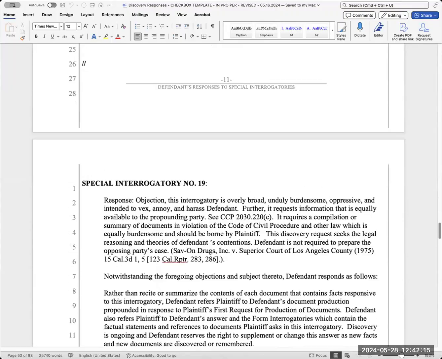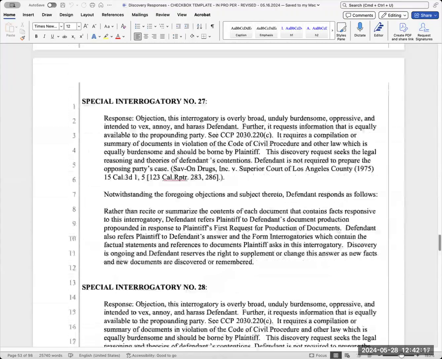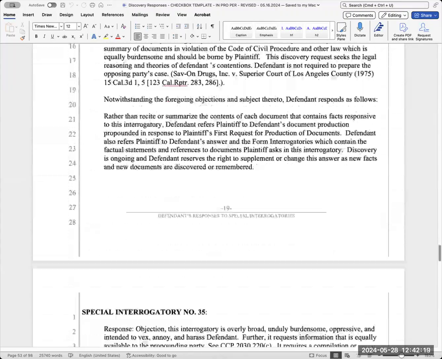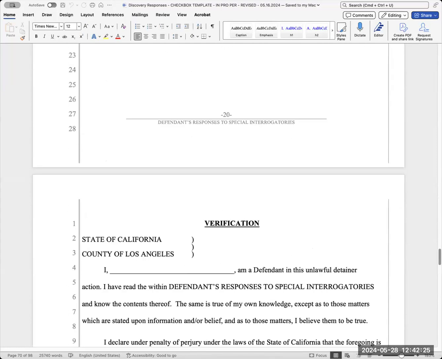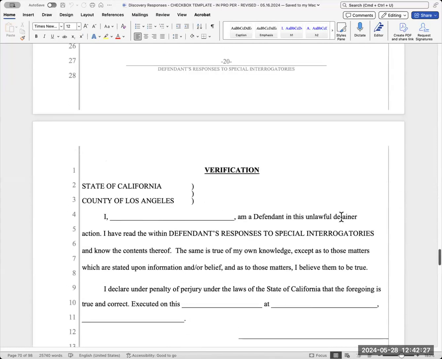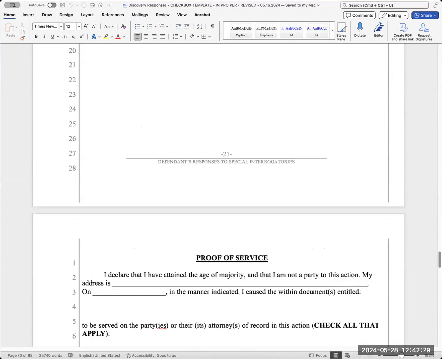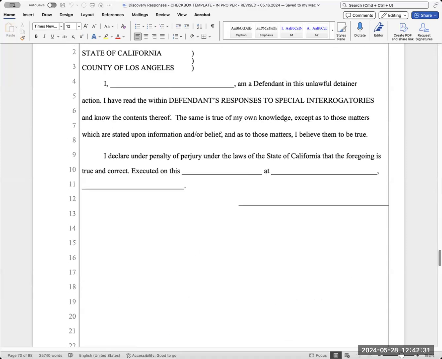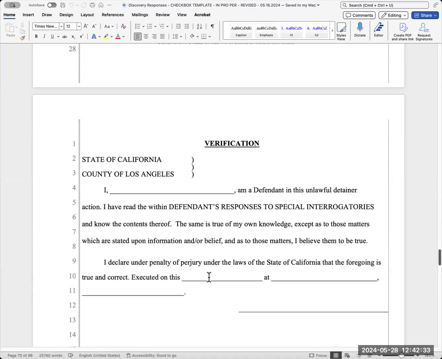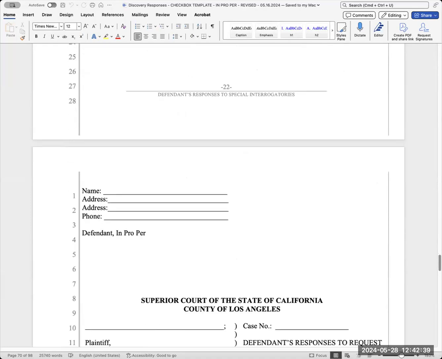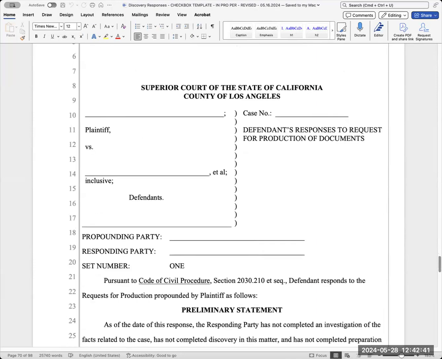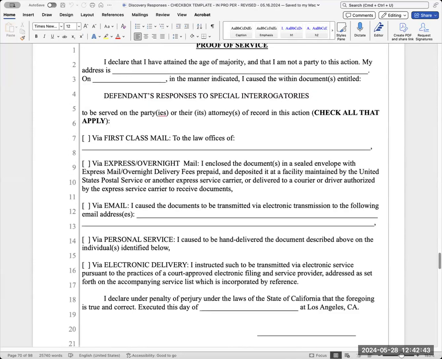Once again, every section of discovery ends the same way and must be completed. And that is dating, signing, verification. There's a verification if you're English speaking. There's a verification if you, oh, where is it? There's supposed to be a verification page for translation. I'll have to add that. And then the proof of service.